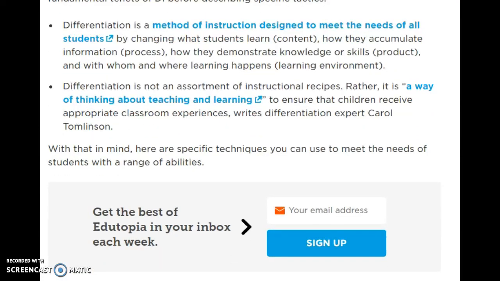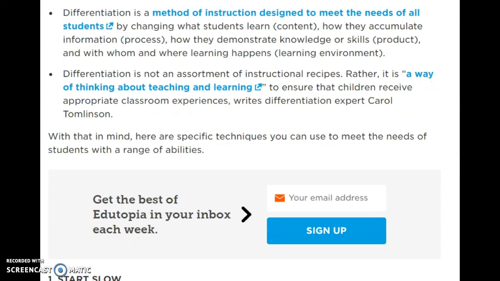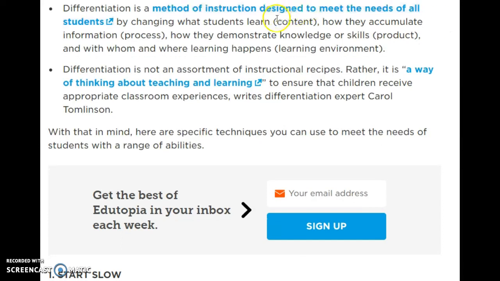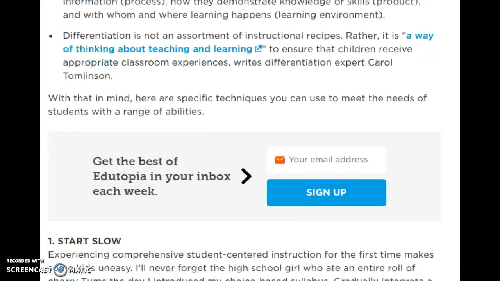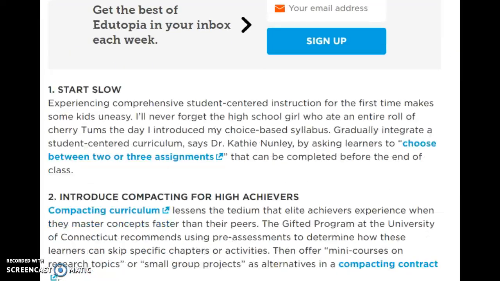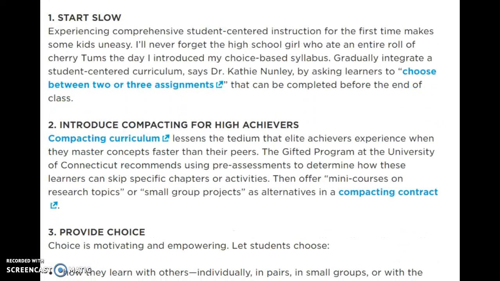Here they're defining what it is, as I mentioned earlier in the PowerPoint, a method of instruction designed to meet the needs of all students. And they talk about how you can change the content, process, product, learning environment, affect. Okay. And here are some tips and things that you can differentiate. So the suggestion is to start slowly. Choose a few assignments and differentiate those.